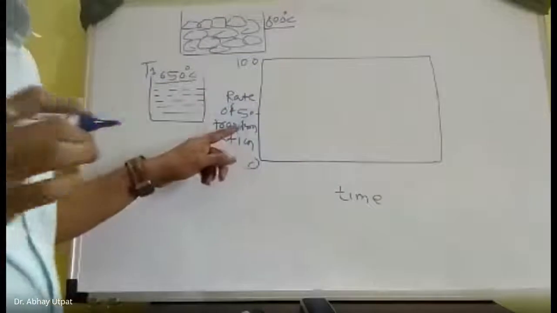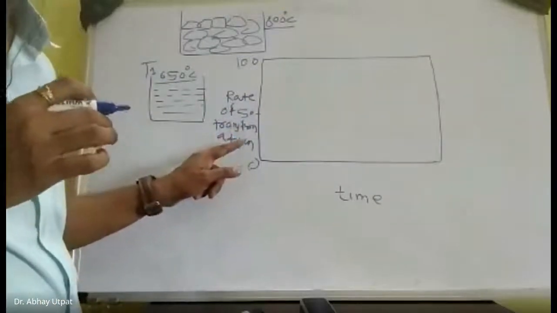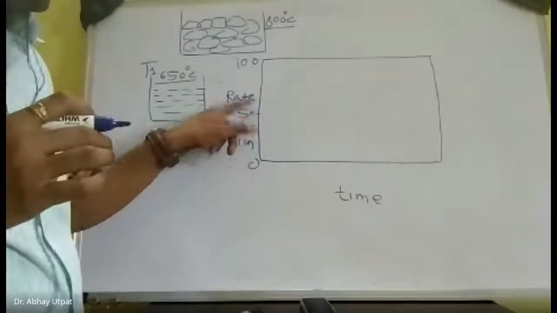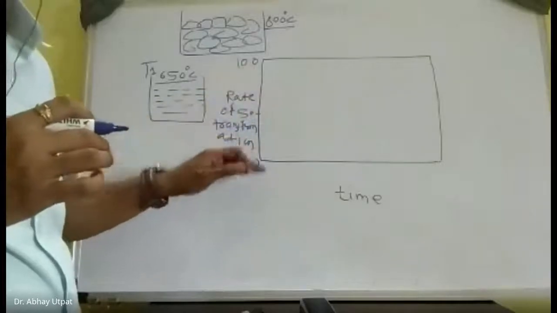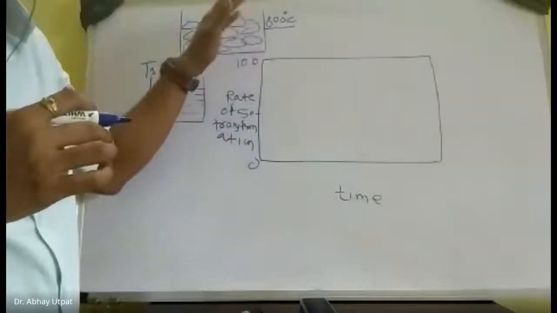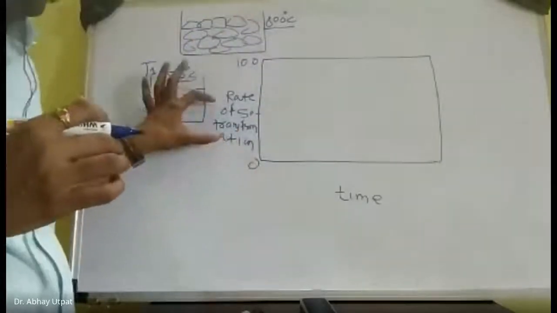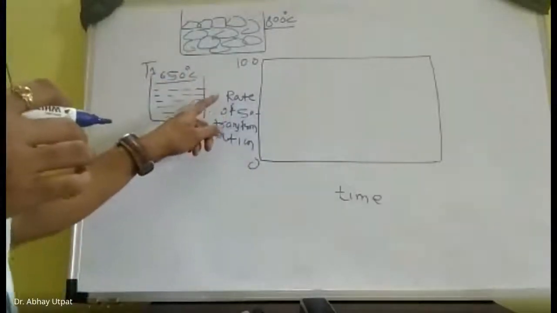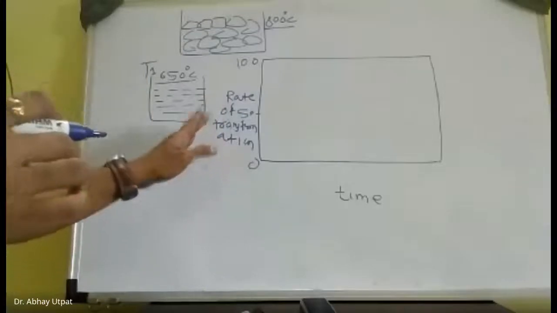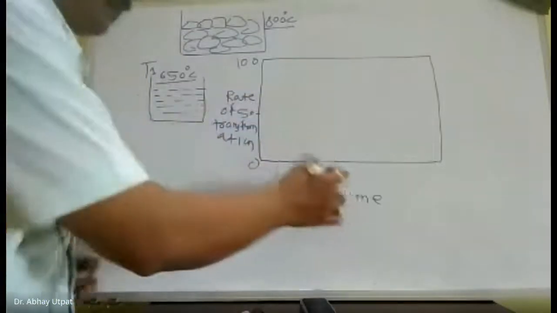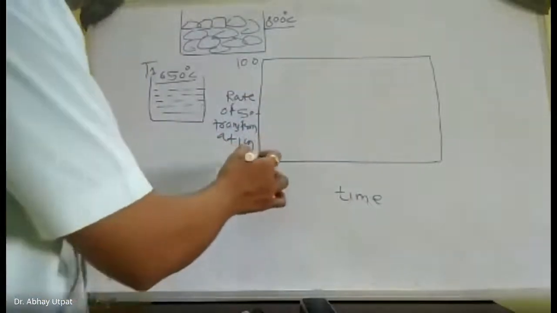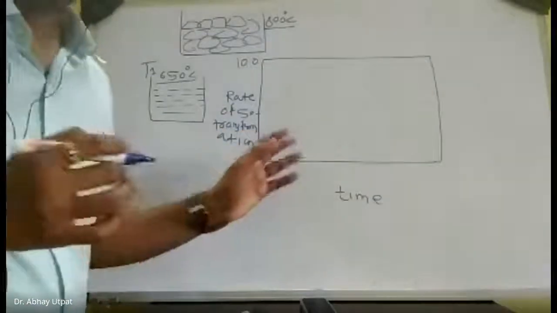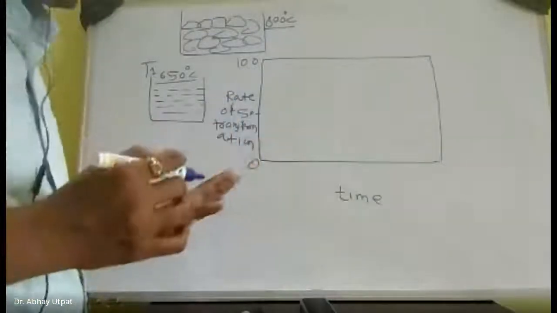So what I have written here, I will tell if it is not visible. 0, 50, 100. 0, 10, 20, 30, 20. In that way you can write up to 100. And name the axis: the y-axis is rate of transformation. Here is time. Now pay attention.